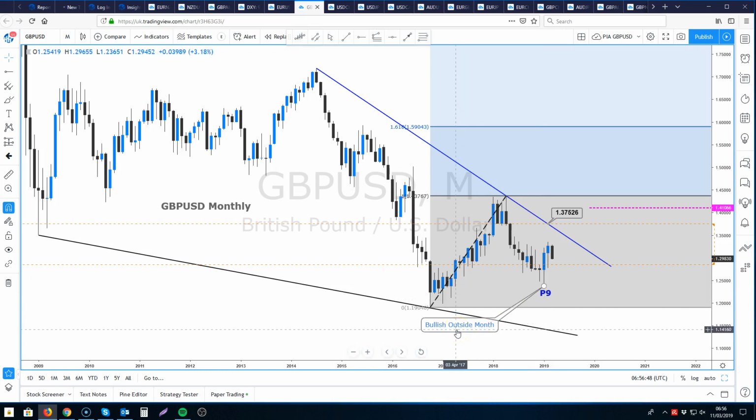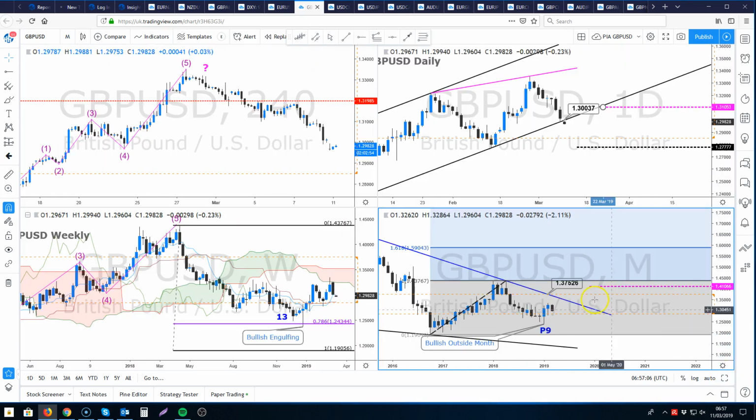We've had a bullish outside month. For this month to break, we need to see a move below the close of this candle this month, which is at 127.48, currently trading 129.82. So the medium term bias is still to the upside.